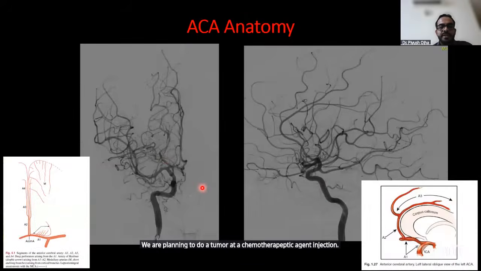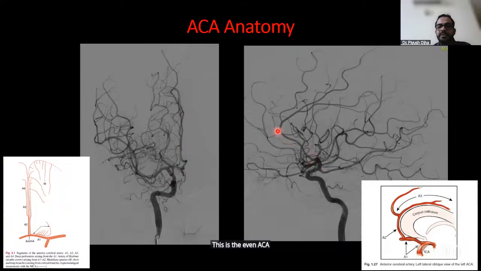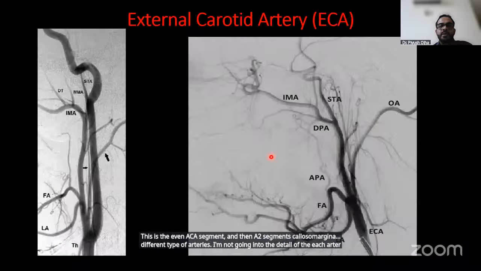When you look at the anterior cerebral artery anatomy, like we told you, this is the A1 ACA segment and then the A2 ACA segments. When you look at the lateral view, this is the A1 ACA segment and then the A2 segments, callosomarginal and different types of arteries. I'm not going into the detail of each artery.